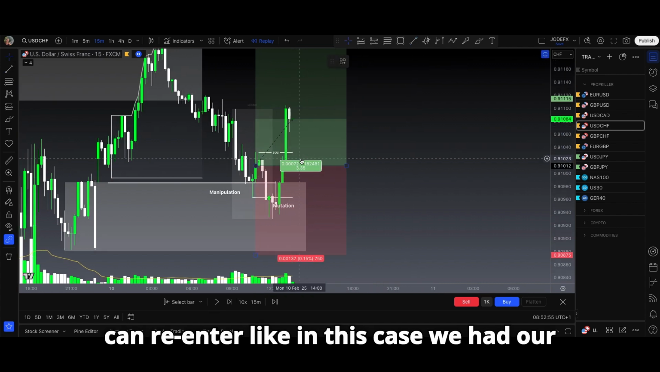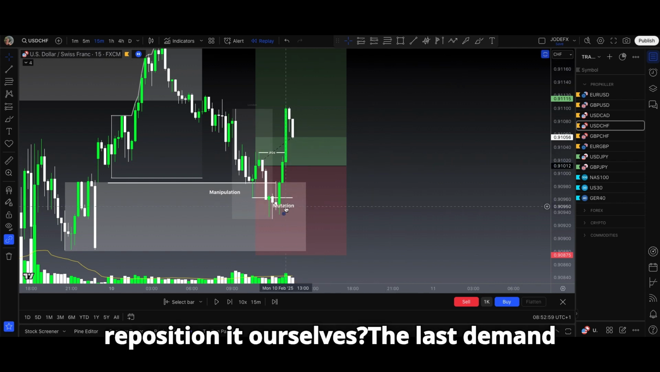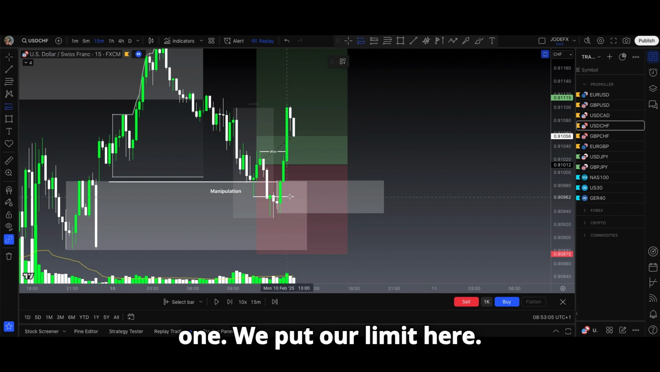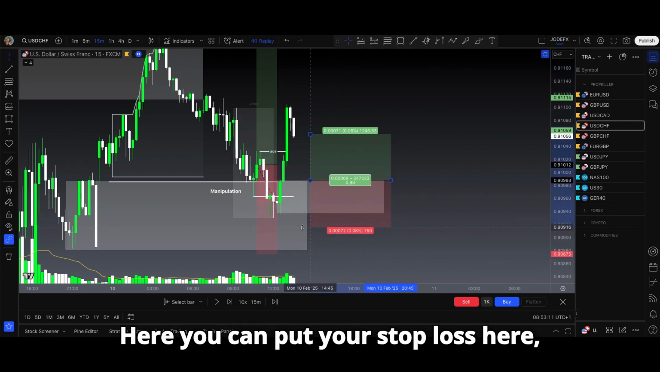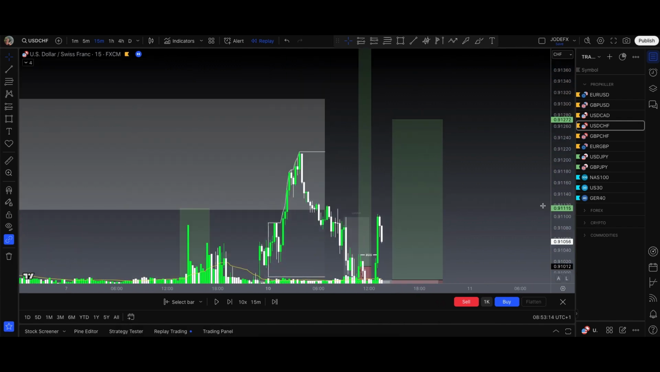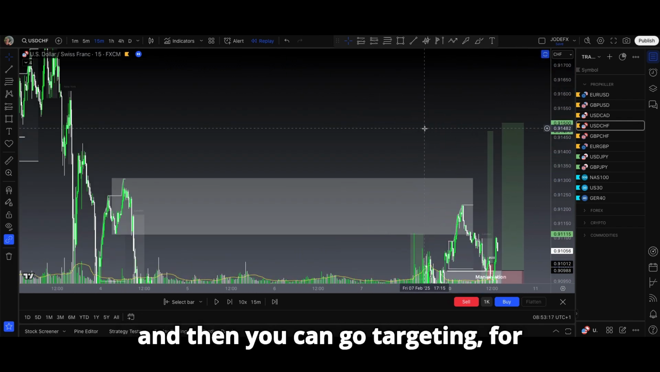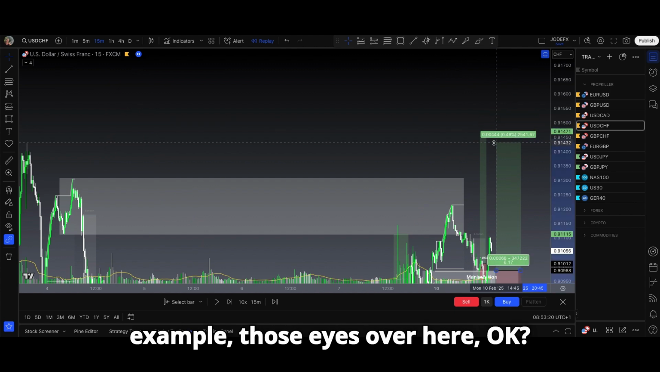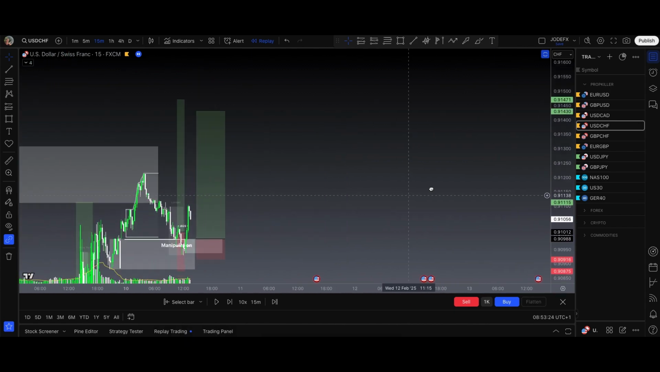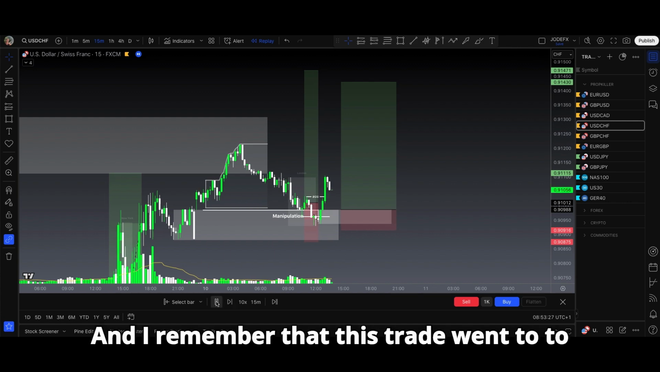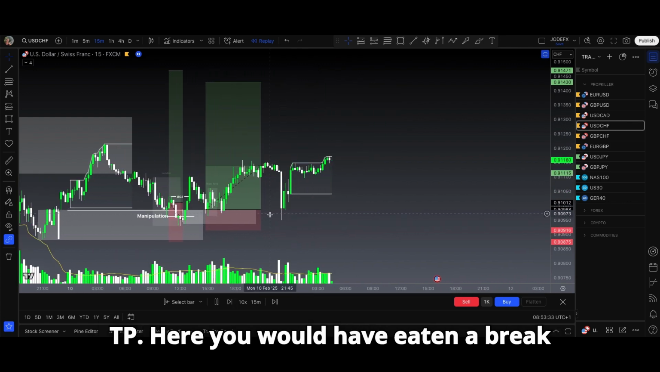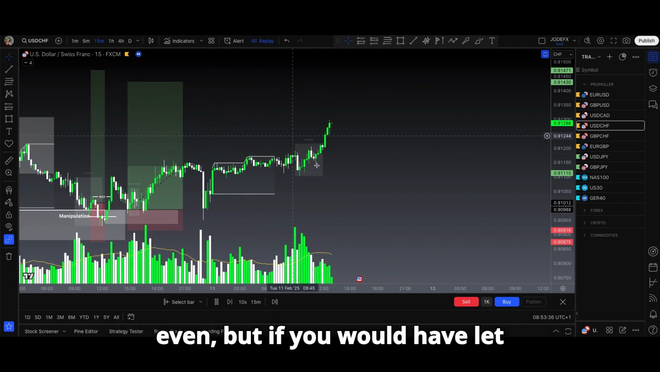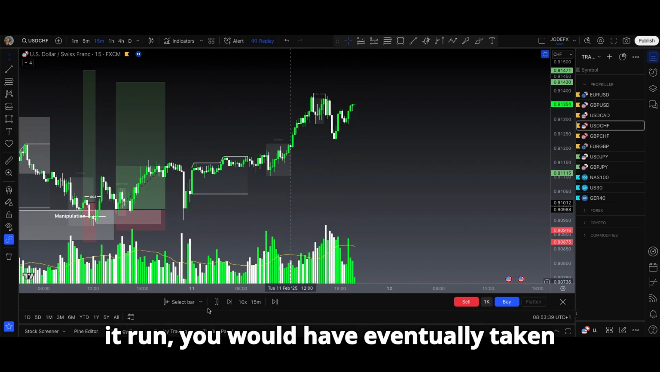Then re-enter. Like in this case, we had our structural break. So where do we reposition ourselves? The last demand of the block structure, which was this one. We put our limit here. Here you can put your stop loss here. And then you can go targeting, for example, those highs over here. Okay. And I remember that this trade went to TP. Here you would have eaten break even. But if you would have let it run, you would then eventually have taken TP.